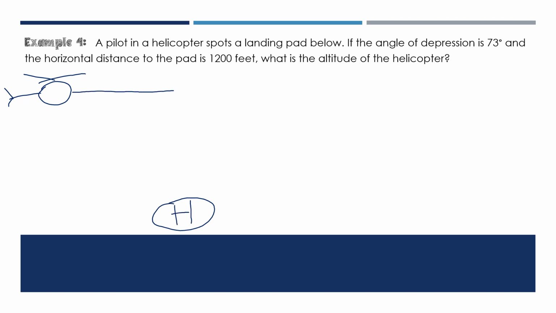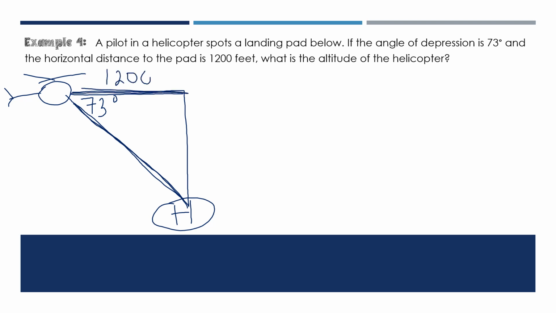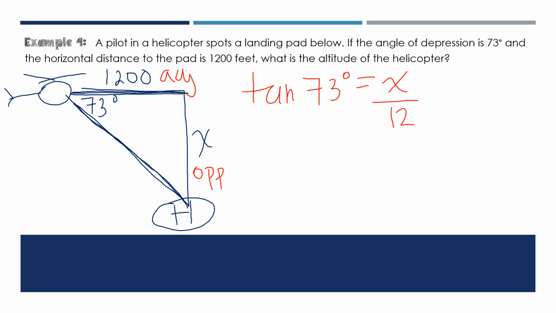Okay, so from the helicopter, let's make our right triangle. The angle of depression is between the line of sight, which is the hypotenuse, and the horizontal. So that's 73 degrees. The horizontal distance is 1,200 feet. And we're trying to figure out the altitude or the height of the helicopter. So this is going to be our setup. The x is going to be opposite from 73 degrees, and the 1,200 is adjacent. So once again, we are using tangent of 73 degrees equals x over 1,200.